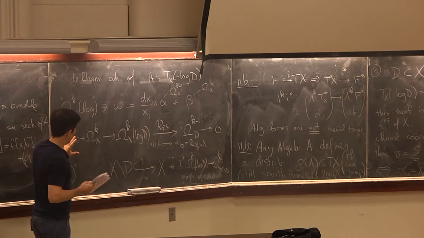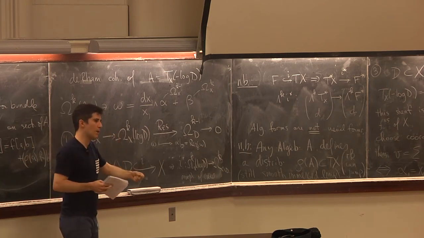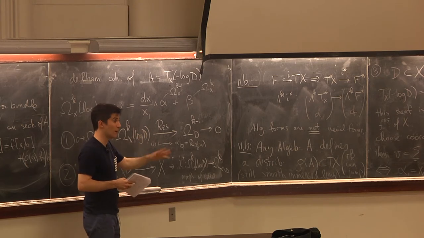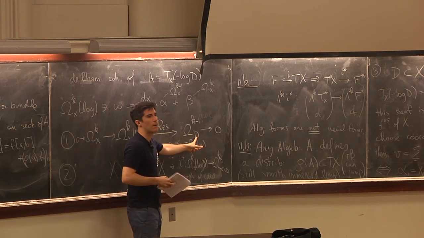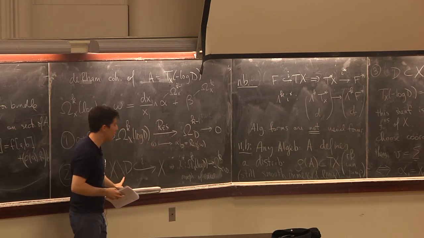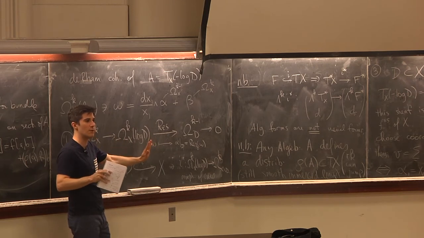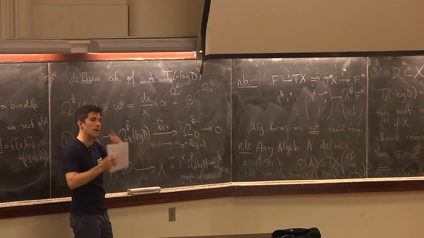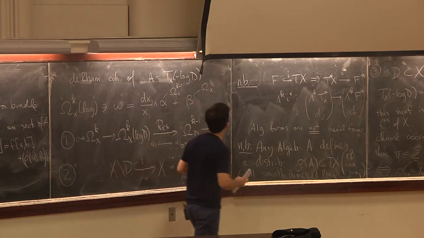So what I want to say is that the logarithmic cohomology is related to the following things. It's related to the cohomology of D, it's related to the cohomology of X, and it's related to the cohomology of X minus D. And those are three completely different cohomology theories. And all of them are playing together when you're dealing with this one.